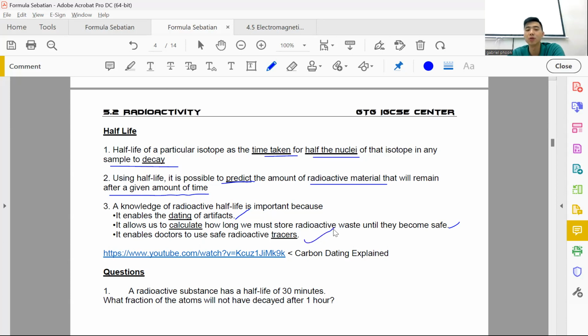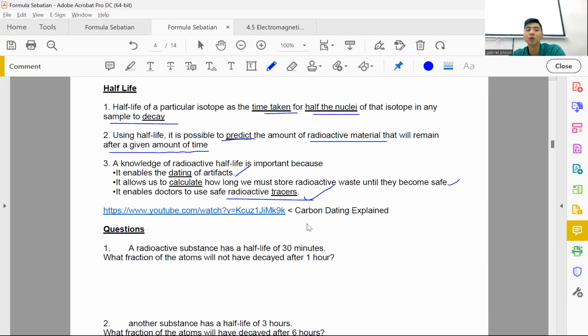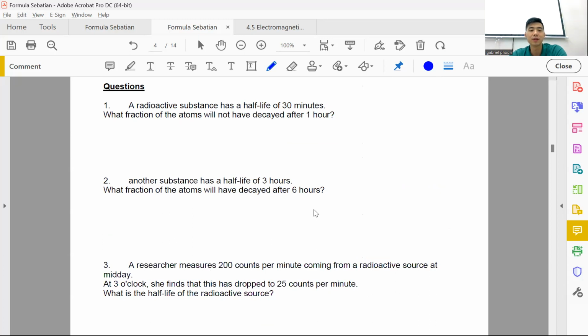It also enables doctors to use radioactive tracers. Radioactive tracers are pumped into your body to see where the clot is or maybe a cancer cell is. Then they follow the tracer, and it's stuck here already, so I know that there's some clog here. Anyways, that's the application of half-life. Everyone, anyone got any questions? Good. Attempt these 3 questions to get a basic understanding of half-life.